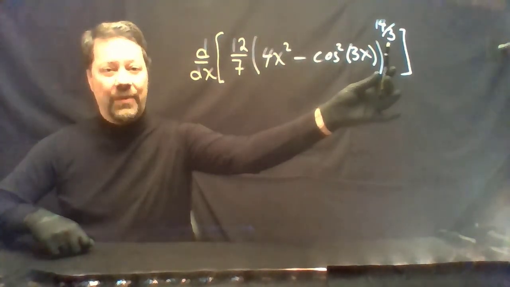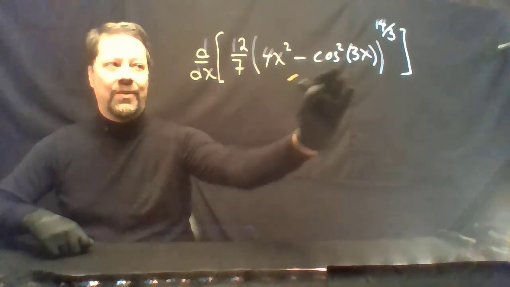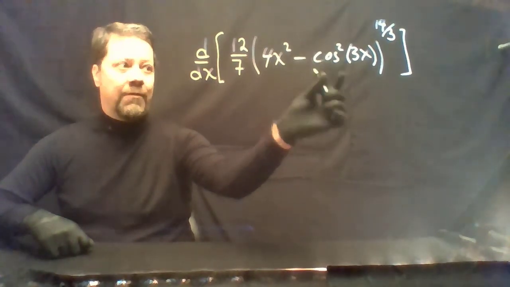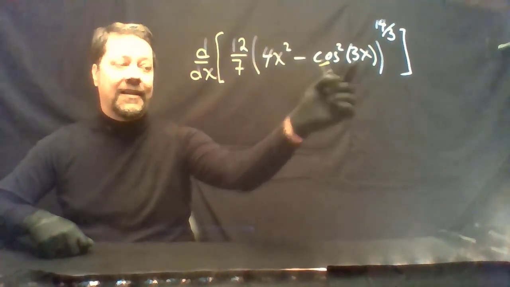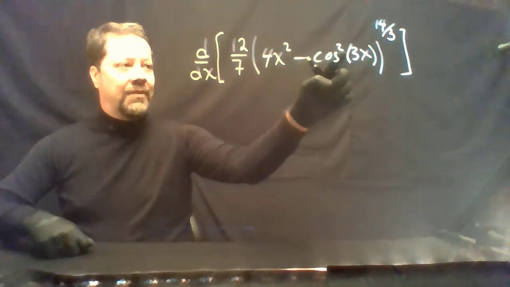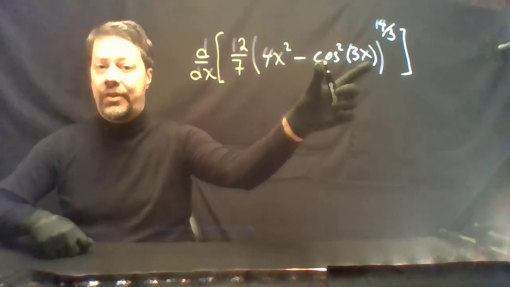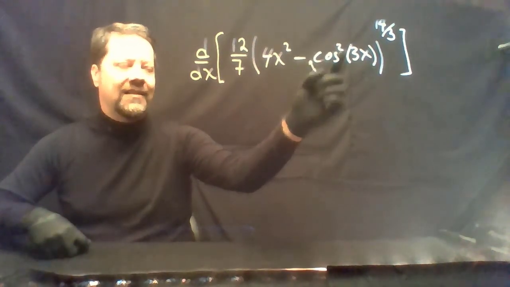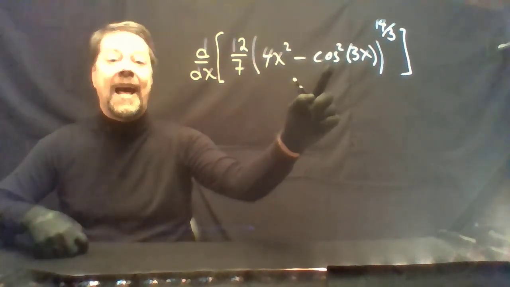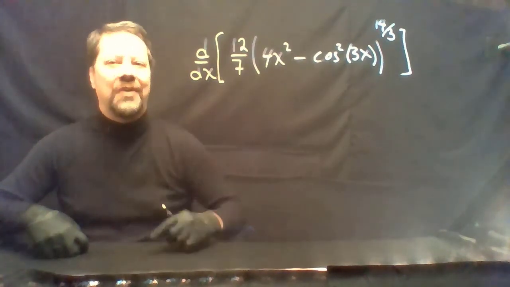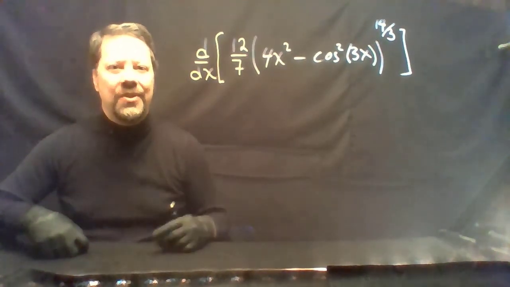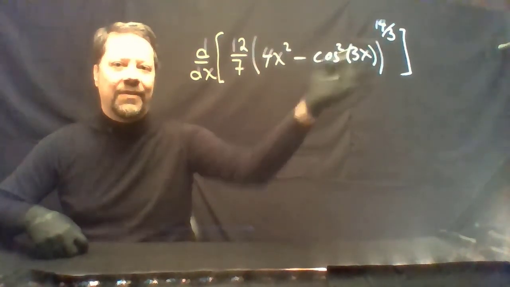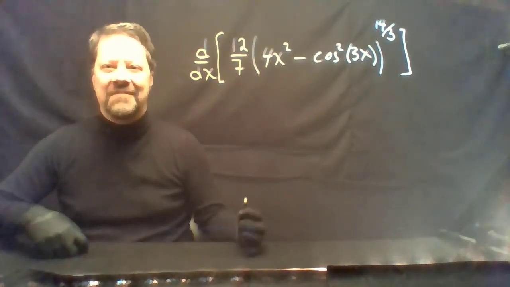We have a power rule and a chain rule, another power rule, derivative of a cosine, and another chain rule. When we take the derivative here, there's actually 2 compositions. There's the square function, and inside of that you have the cosine function, and inside of that you have the 3x function. So 2 compositions means 2 chain rules here plus another chain rule. 3 chain rules altogether.